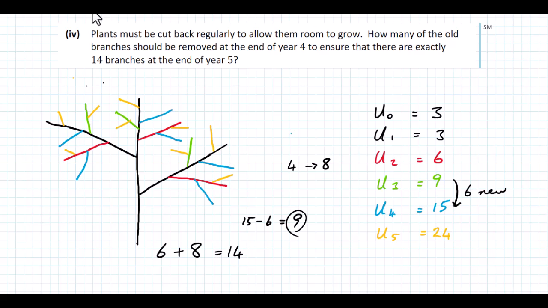So if we cut back 5 of these 9 branches, that'll leave us with 4. Each of those 4 will produce a new branch to make up the 8 plus our original 6 to give us 14 branches in total at the end of year 5. So the answer here really is we need to cut back 5 branches. Okay. So that was the question, I think, how many of the old branches should be removed? So we need to remove 5 old branches. Okay, so that's it for question 1.